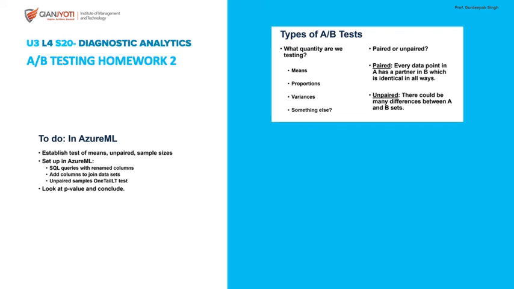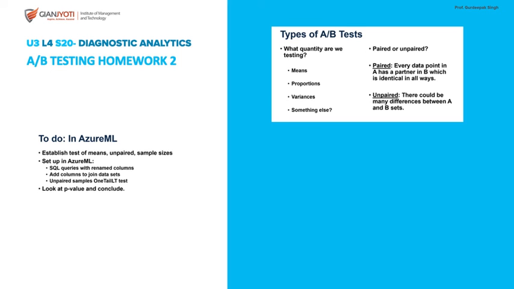So how do we use Azure ML for this? We do a test of means with unpaired sample sizes, set up in Azure ML, using SQL queries as we have done for high school. We will continue with the same, adding columns. You can extract the data through SQL and then make one database. You can join both the data sets for high schools and masters as one data set, and you can take different fields.